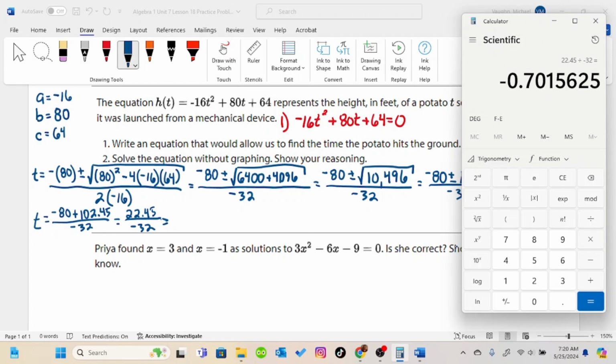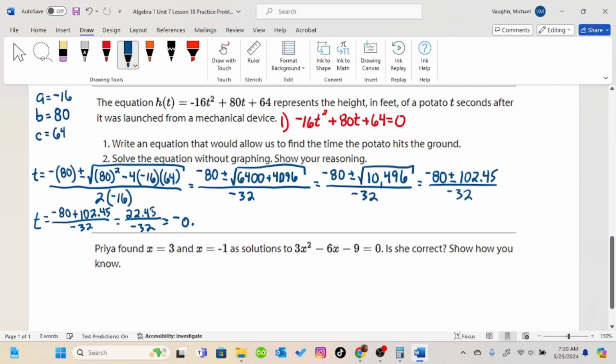negative 0.7. In this context, it would mean the potato would hit the ground 7/10 of a second before it was launched. That doesn't make any sense, so the negative answer is ignored.